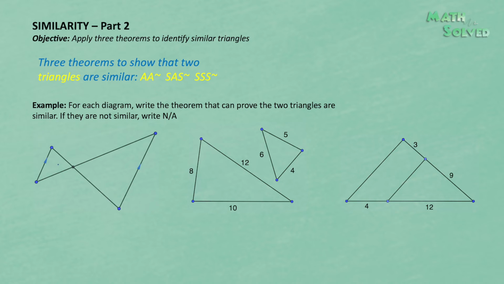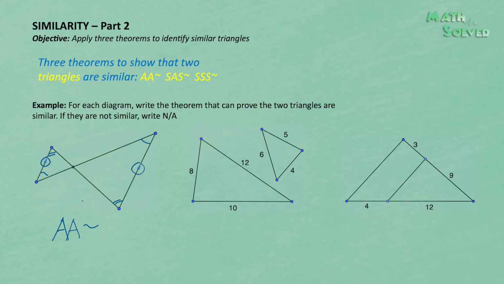In the first diagram, the two arrows indicate that these two lines are parallel. So you have these two angles are congruent and these two angles are congruent. The reason is if lines are parallel, then the alternate interior angles are congruent. And therefore, according to the AA similarity, we know these two triangles are similar.